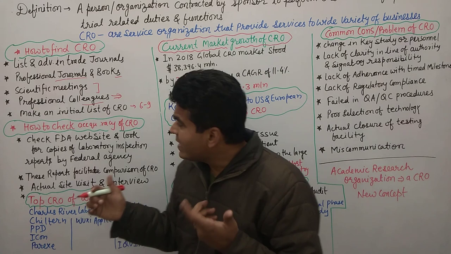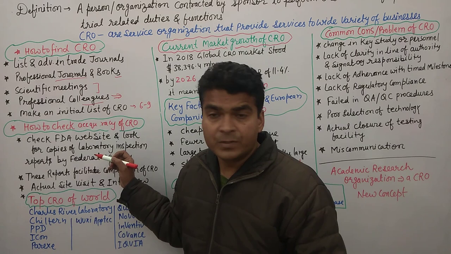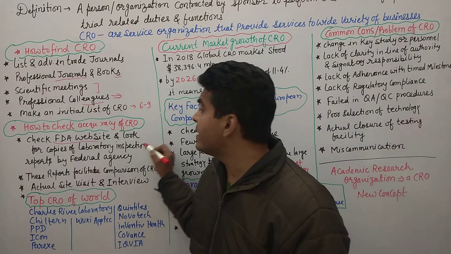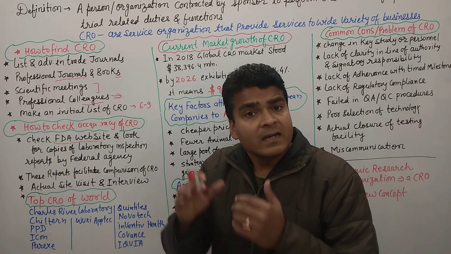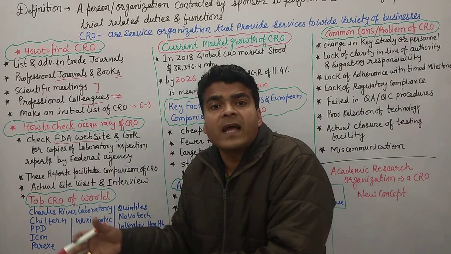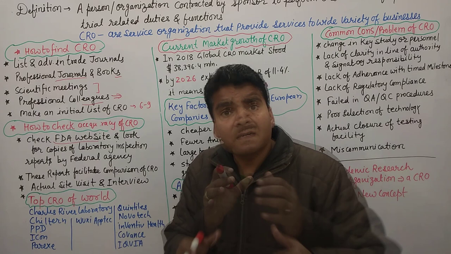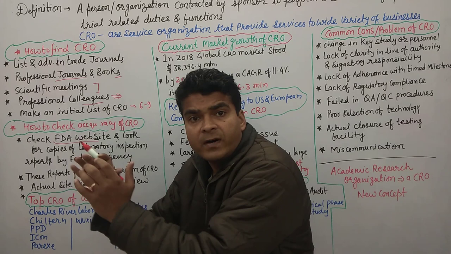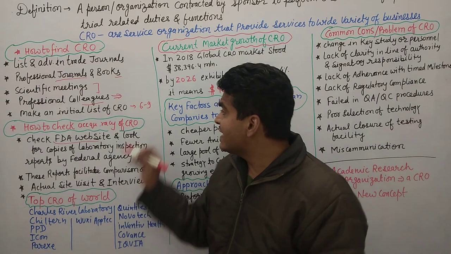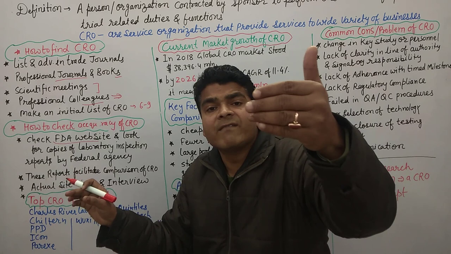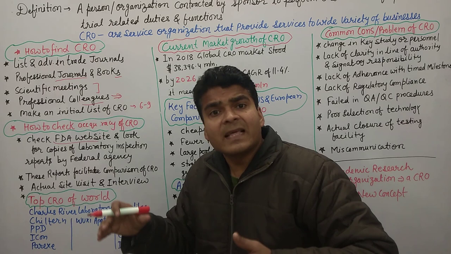Generally, most of the companies are filing their FDA reports. So check the FDA website and look at the copies of laboratory inspection reports by the federal agency. The FDA puts its reports on the FDA website, so we can check the FDA inspection report for the particular CRO, so that the company can know about the CRO to whom they want to give the work. Clear? And these reports facilitate the comparison of CROs. If we are selecting 6 CROs, then we can check all 6 CRO reports on the FDA website. It will give us an impetus for comparing each and every aspect of the CROs.